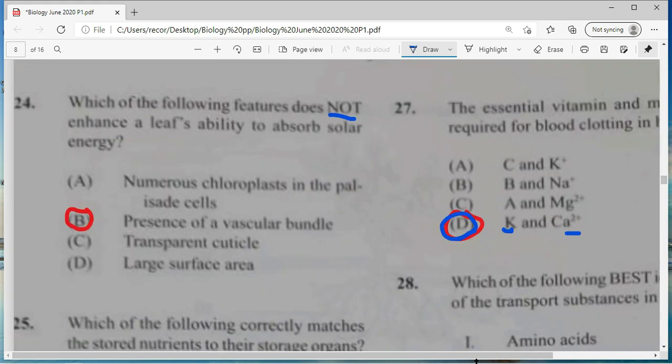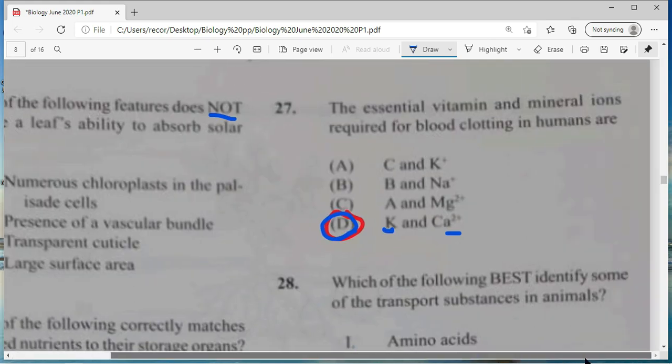All right, we're looking at question 27. The essential vitamin and mineral required for blood clotting in humans is going to be, of course, vitamin K, and the mineral here is going to be calcium ion. Now, D is selected as the answer for 27, and you want to ensure that you know the difference between your vitamins and, of course, your minerals.